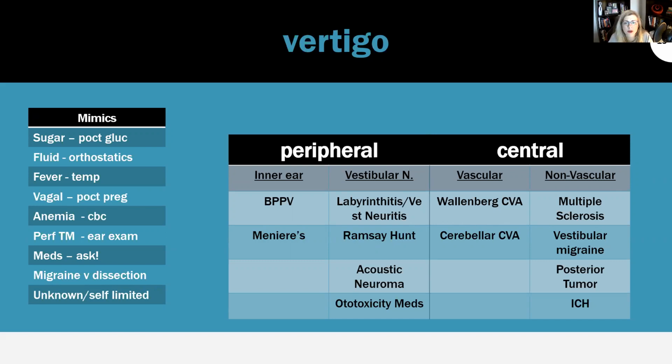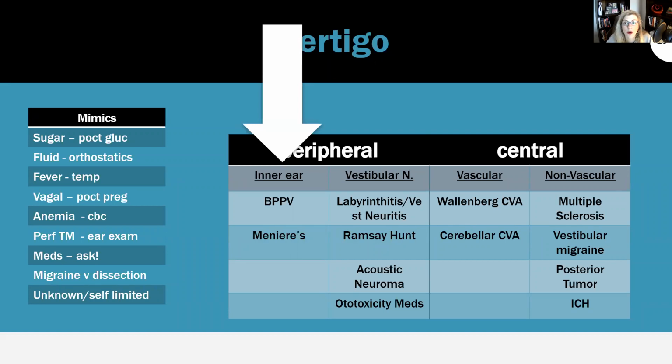A lot of that central stuff we go over in our neurological section, and that happens in second semester. I'm going to leave all the talks for central vertigo for that time. What I want to talk to you about today is the peripheral causes of vertigo.